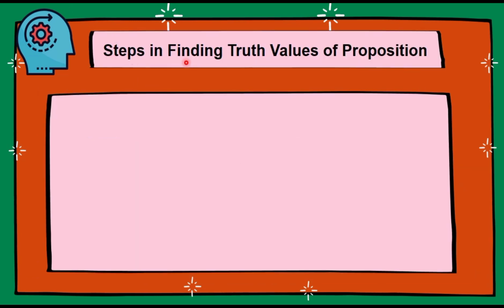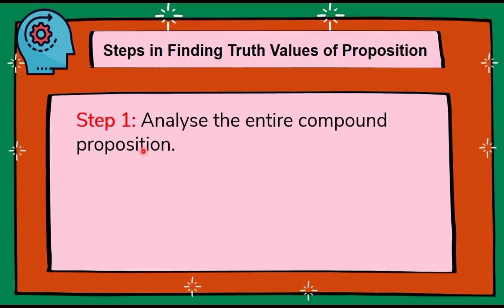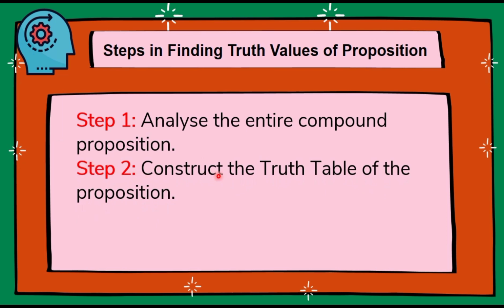Steps in finding truth values of proposition. So in finding the truth values of proposition, we have 3 steps. Step 1, analyze the entire compound proposition. So in analyzing the compound proposition, we should know how many logical operators are present on the proposition. So this is important because it will determine how many columns we need in the truth table. So after that, step 2, construct the truth table of the proposition.